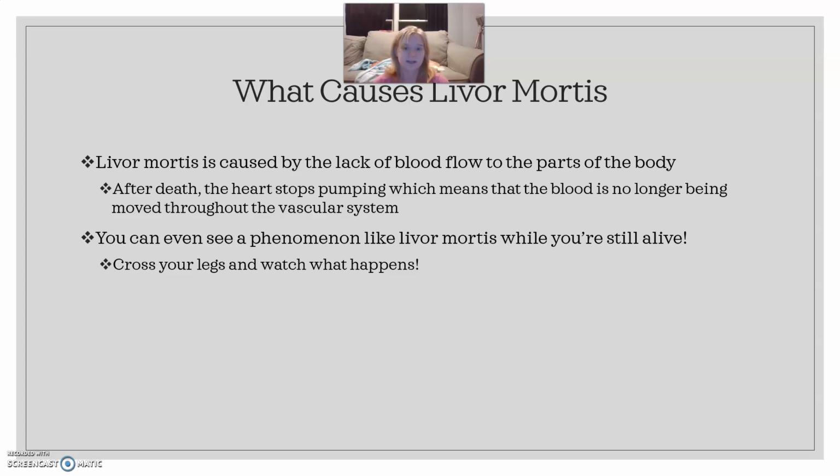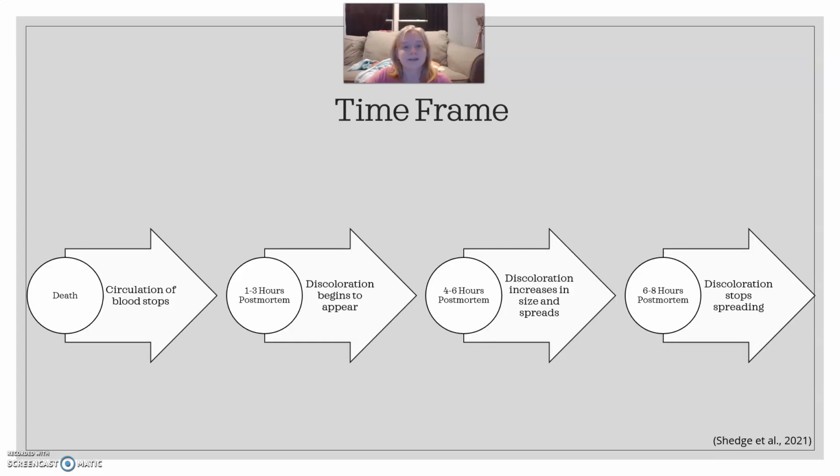And something that I've noticed is you can replicate a phenomenon similar to livor mortis when you cross your legs. So if you are like I am and you cross your legs a lot when you're sitting, sometimes when you cross your legs for too long, your leg will begin to form a little red spot. And that's because there's a lack of blood flow to that certain part of the body. And I found that just like a good little real world connection that you can observe yourself.